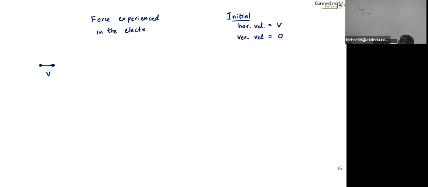So let's analyze the situation. We have a charged particle which is moving at constant velocity v, and this is the initial situation. There is a horizontal velocity v, and the vertical component of the velocity is 0 because it is not moving in the vertical direction at all. It's moving in the horizontal direction. When it enters the electric field, it experiences a force. Remember, this is a positive charge Q. So the force experienced by it in the electric field is QE. So suddenly, when it enters the electric field, it starts to experience the force.